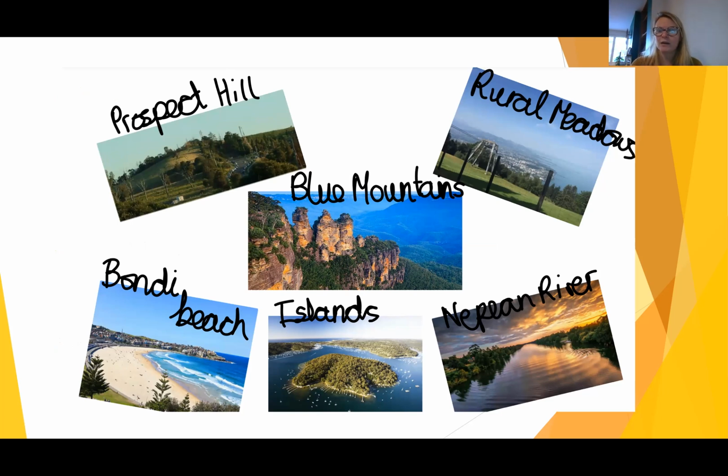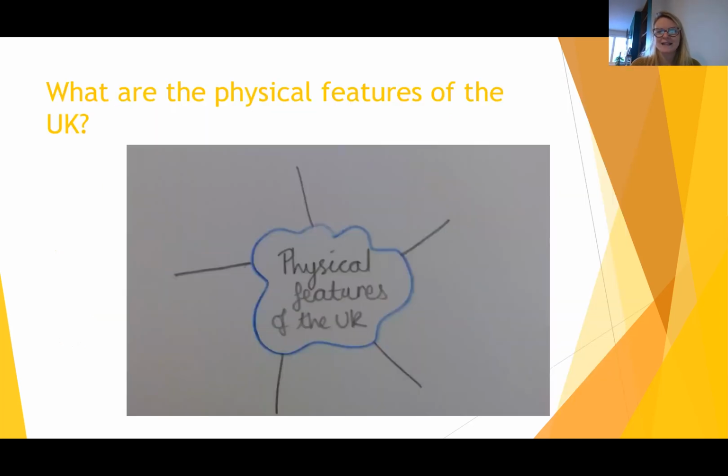Now we're going to think, okay, that's in Sydney. What physical features do we have in Sevenoaks and in the UK? Let's get started. I would like you to pause the video in a second and draw yourself, you're so good at this now, a bubble map, and in the middle of the bubble map, can it say physical features of the UK? Can you pause the video now and draw that for me? Off you go. Well done. Have you done it?